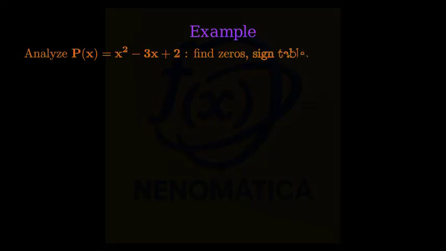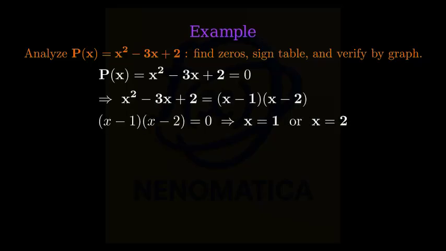In this example, we will perform a complete sign analysis for a quadratic expression and verify our results using the graph. Step 1. Set p of x equal to 0 and factor. We look for two numbers that multiply to +2 and add to -3, which are -1 and -2. So the factorization is left parenthesis x minus 1 right parenthesis times left parenthesis x minus 2 right parenthesis equals 0. By the zero product property, the roots are x equals 1 and x equals 2.